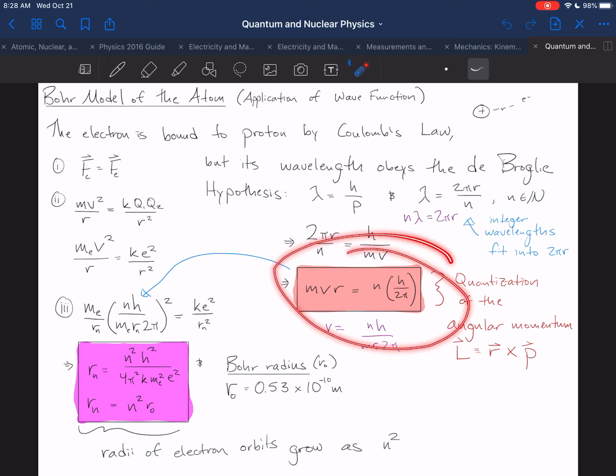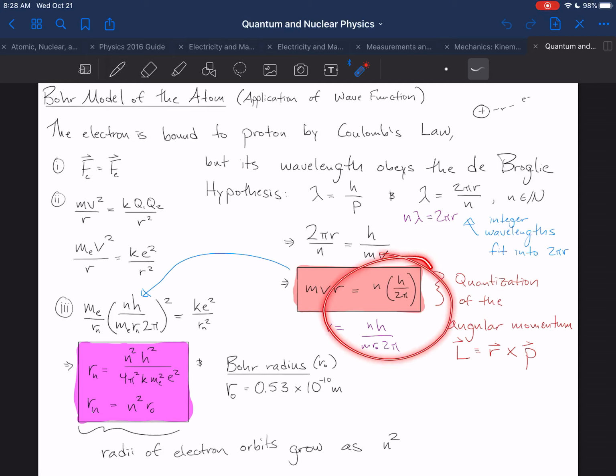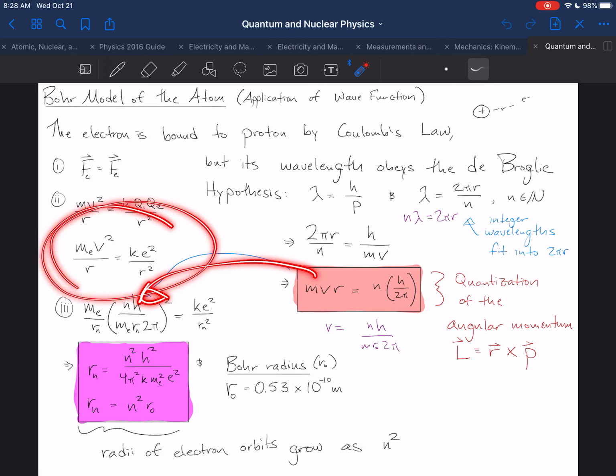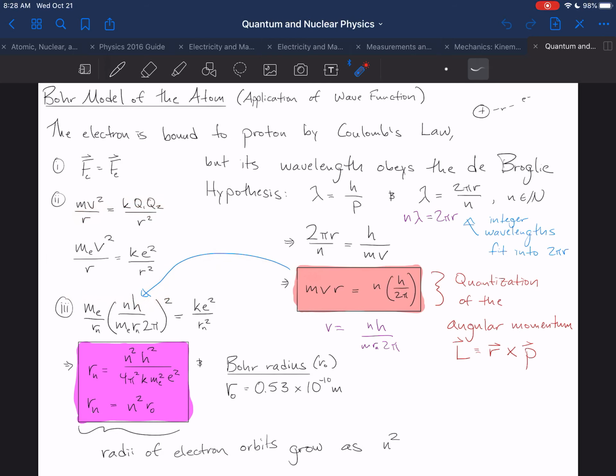Then, once you have this, we are going to rearrange it and solve for the velocity. Capturing the fact that the velocity can really only be particular values in order to be in accordance with our quantum hypotheses, the de Broglie hypothesis and this application of the wave function here. We arrange and solve for v, and then we insert it back into our classical force relationship, right? So here we're melding the two models and seeing where it takes us. So we go ahead and do that.